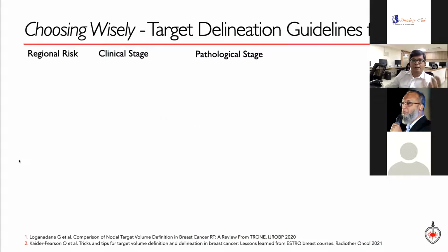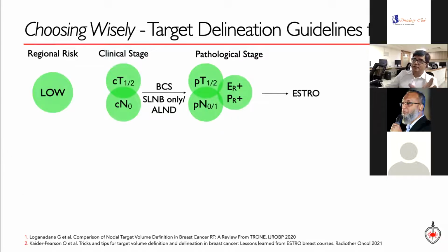And this is the penultimate slide. This is taken from a paper by, this is a very tricky name, Logan Dane. Their group actually compared all the nodal target volumes, and this is a combination of this paper and again Orit Kaidar-Person. So we need to define what our regional risk is.